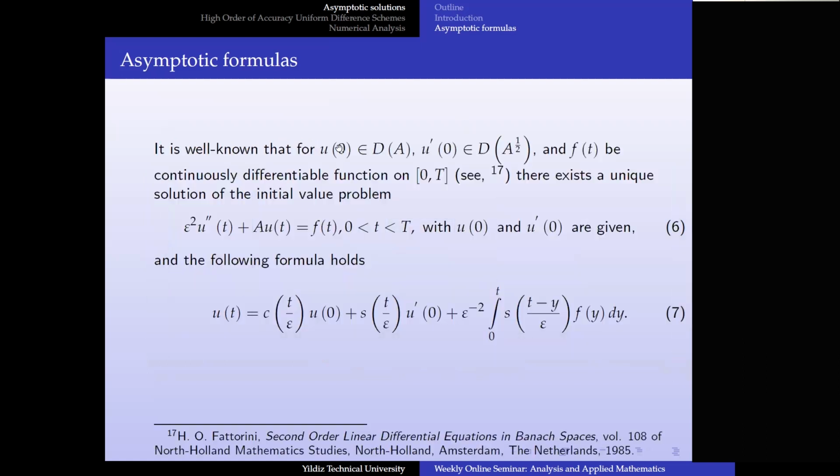It is well known that if u of t is in the domain of A and u prime of t is in the domain of A to the 1/2, and f of t is continuously differentiable on [0, T], there exists a unique solution of the initial value problem with formula 7. So formula 7 is the solution formula for problem 6 with the arbitrary small parameter epsilon multiplied by the highest order derivative.